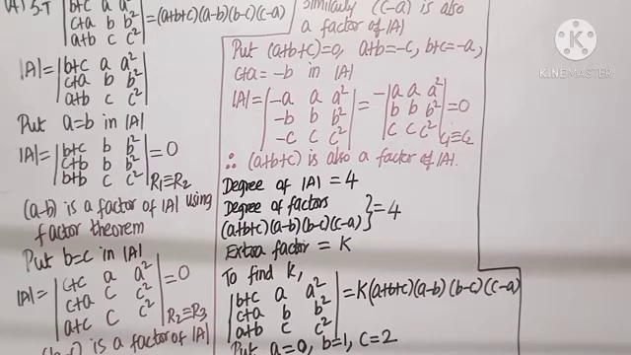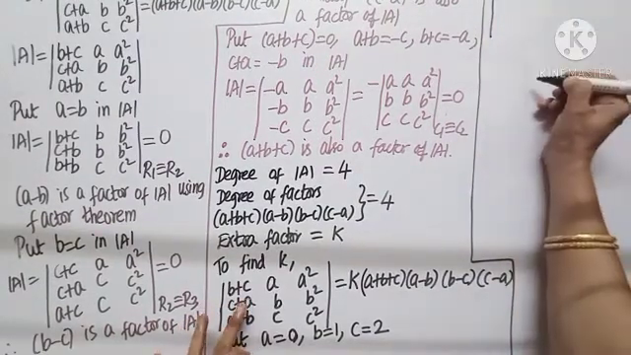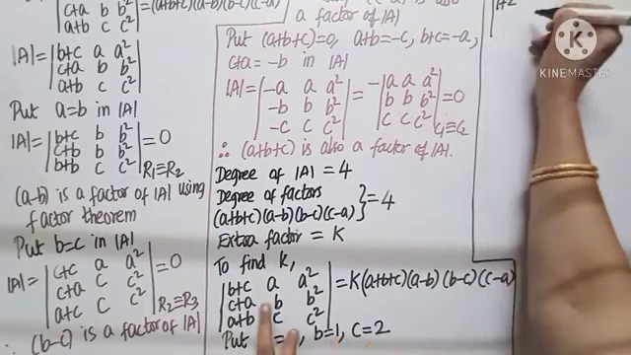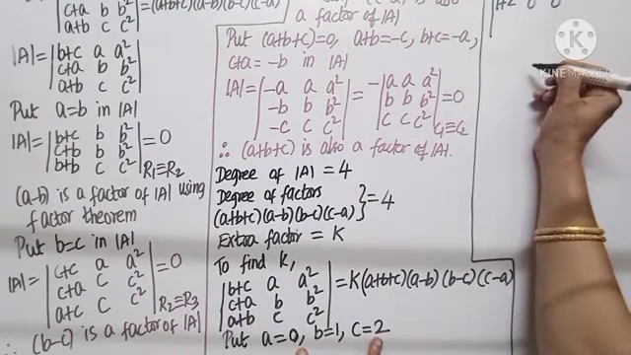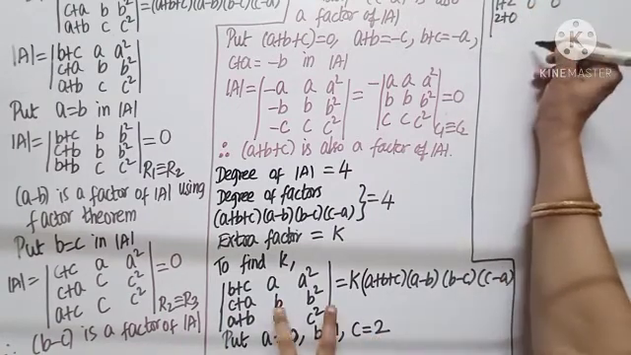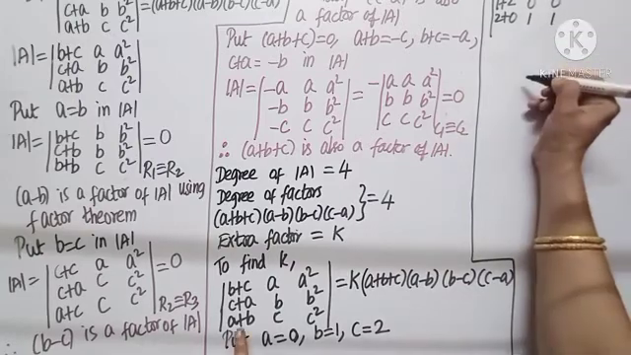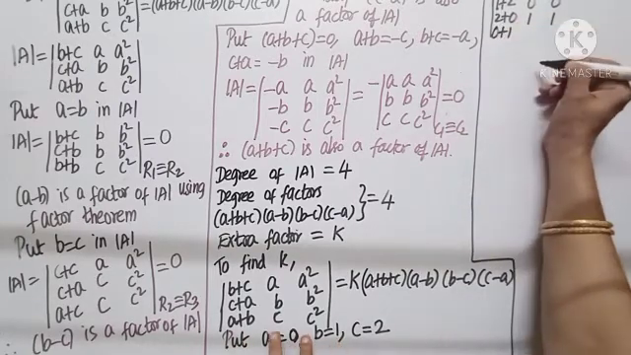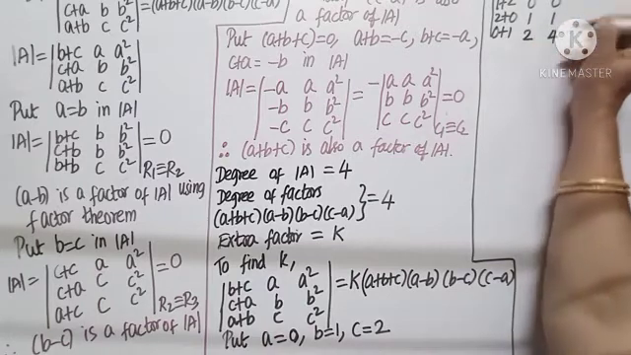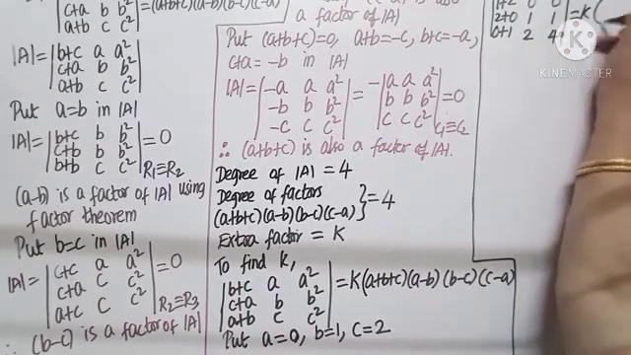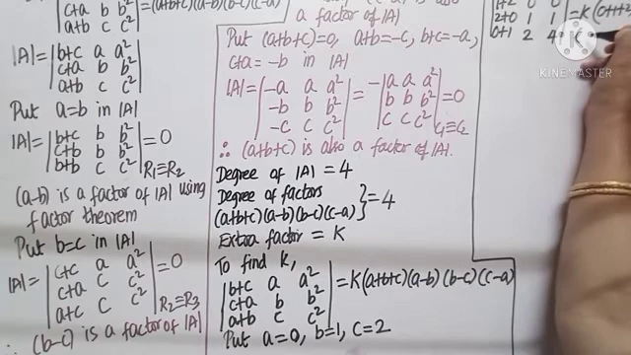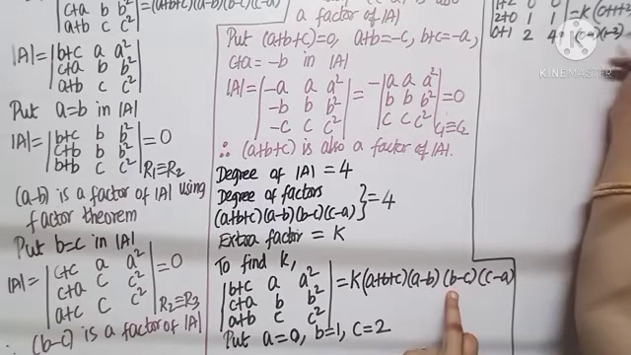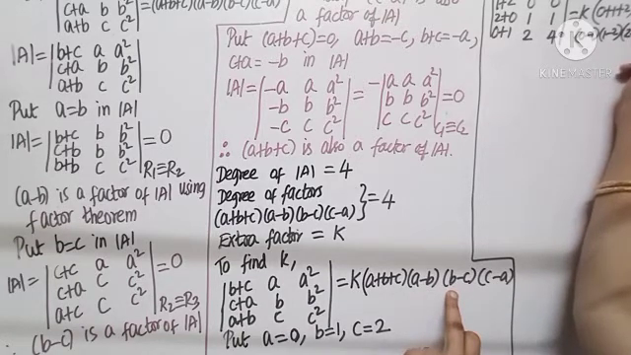Check what you get. Determinant: B plus C, I get 1 plus 2, A square, 0 square. C plus A, 2 plus 0, B square, 1 square. A plus B, 0 plus 1, C square, 2 square is 4. This is equal to K into A plus B plus C, 0 plus 1 plus 2, into A minus B, 0 minus 1, B minus C, 1 minus 2, C minus A, 2 minus 0.